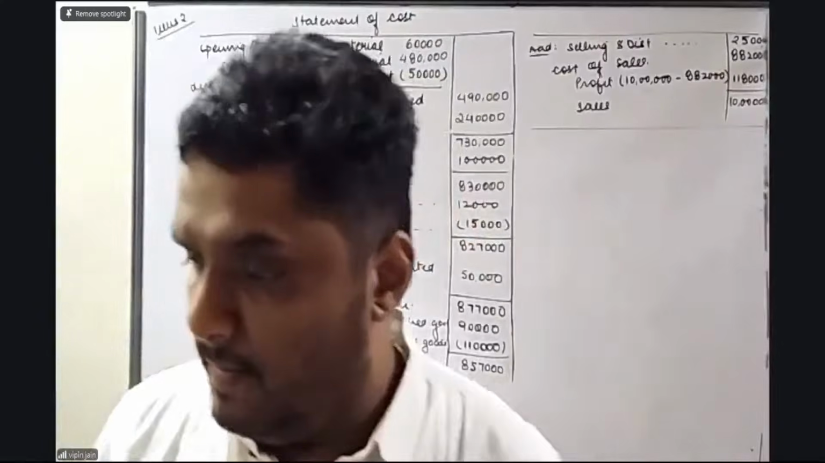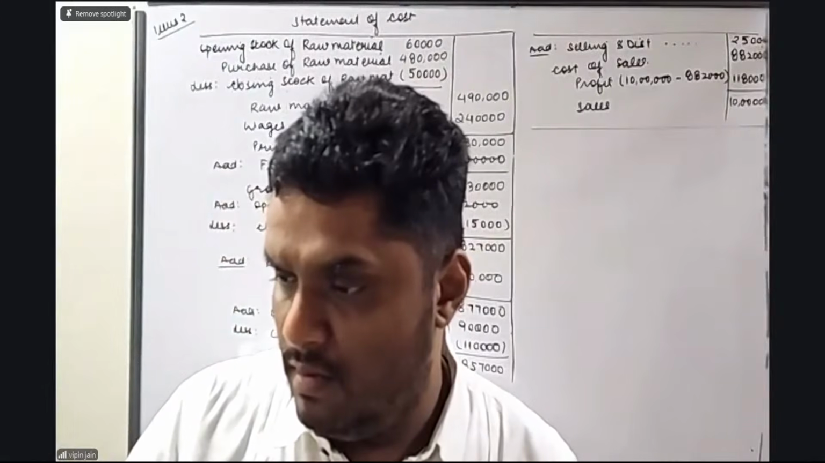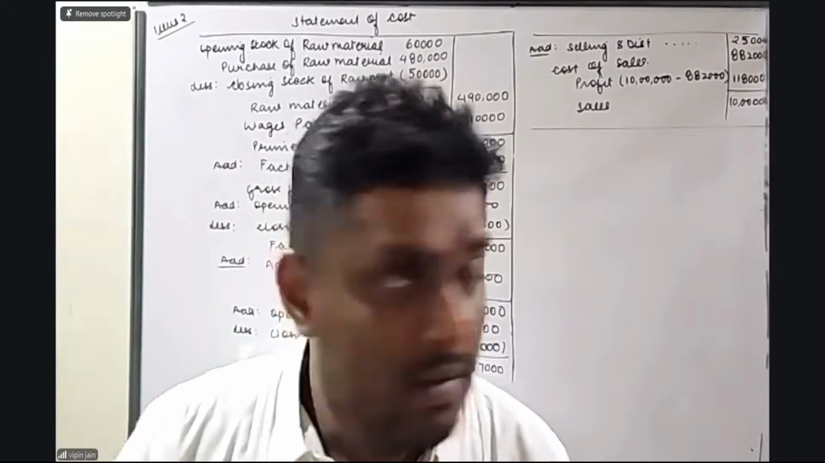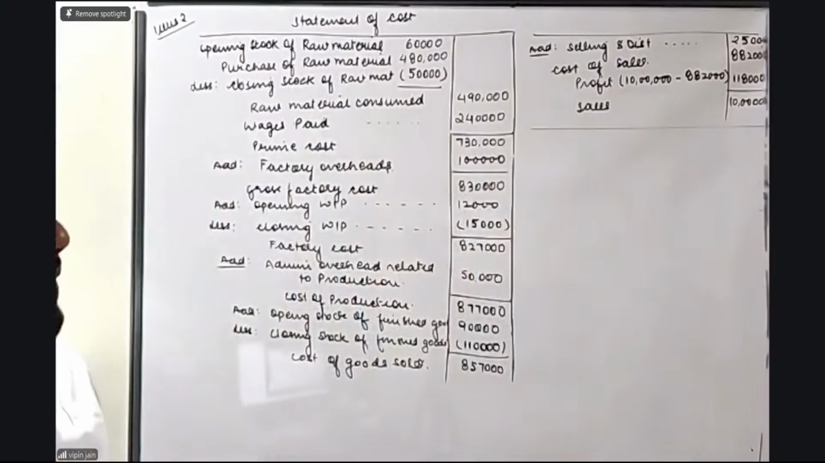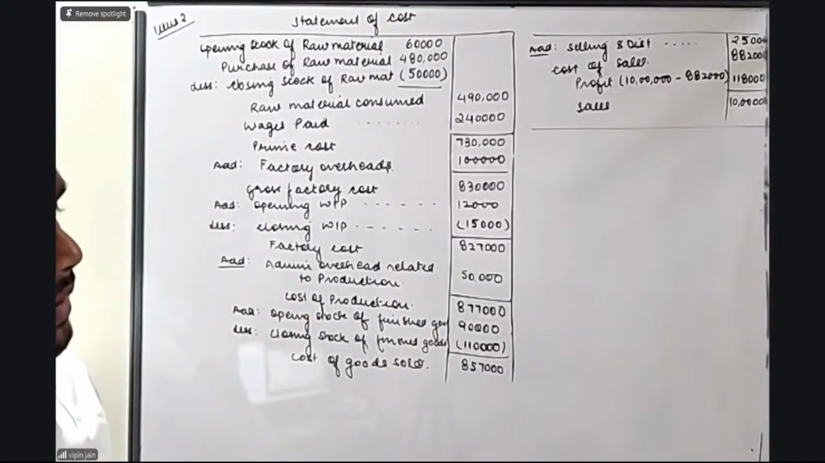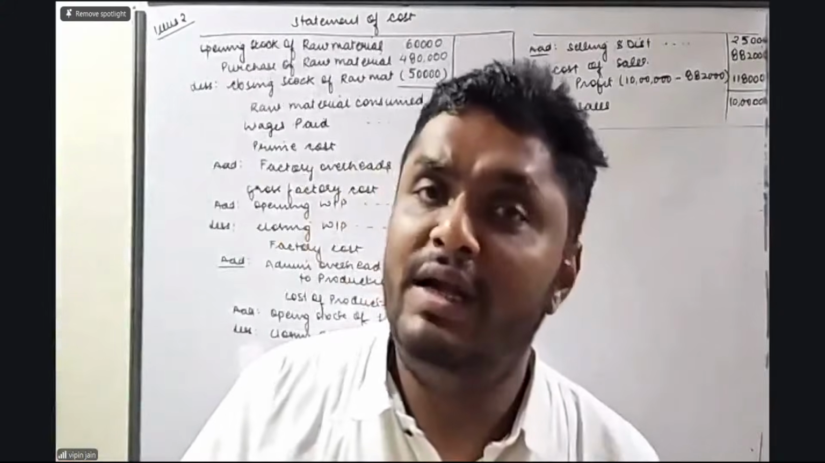Yes, sir. I'm confused about opening stock of finished goods and closing stock of finished goods. While we calculate the cost, opening stock of finished goods is 90,000, is the cost, correct, sir? Where? Here, right? This is the cost. I'm not understanding the logic. That is, cost of production is 8 lakh 77,000, and opening stock of finished goods means what? The value of finished goods that are currently in stock.